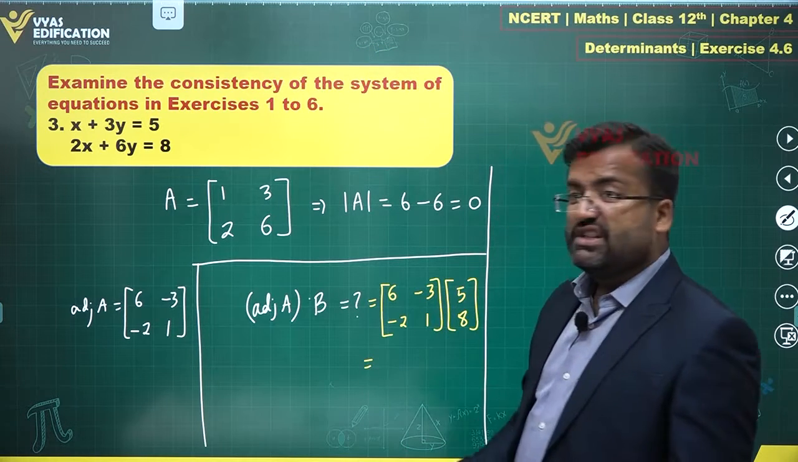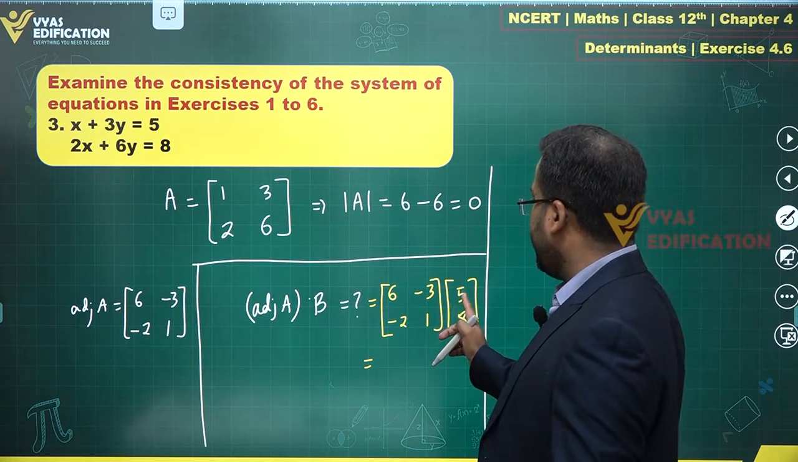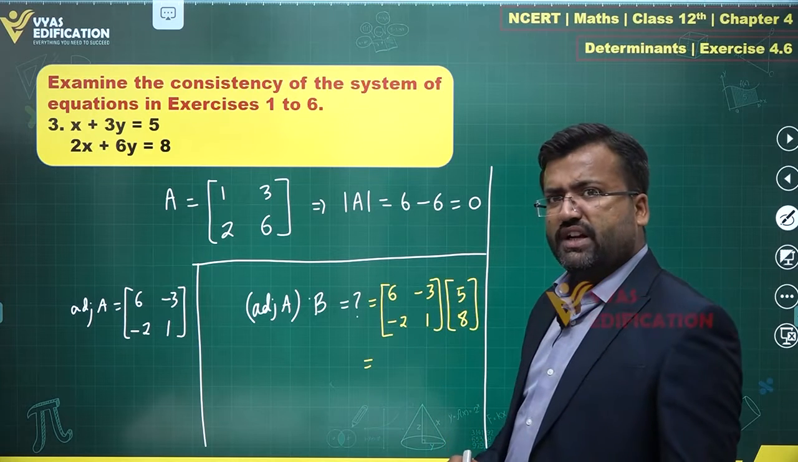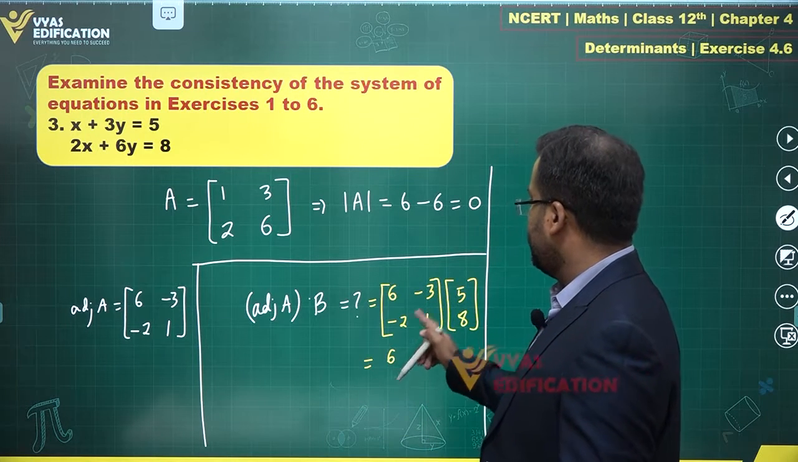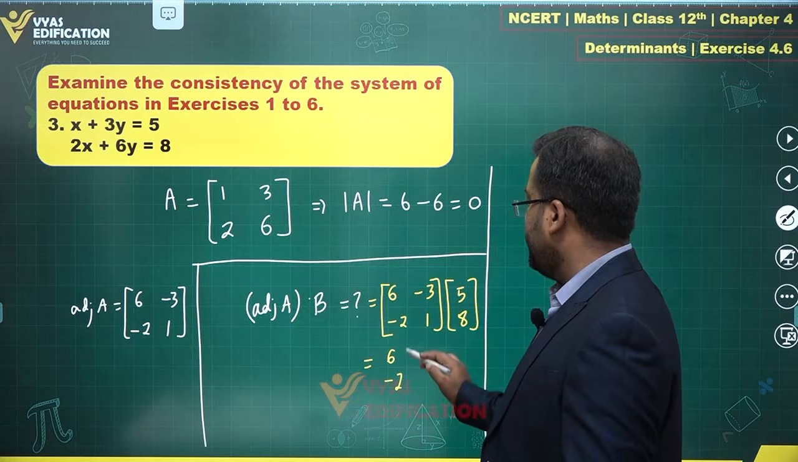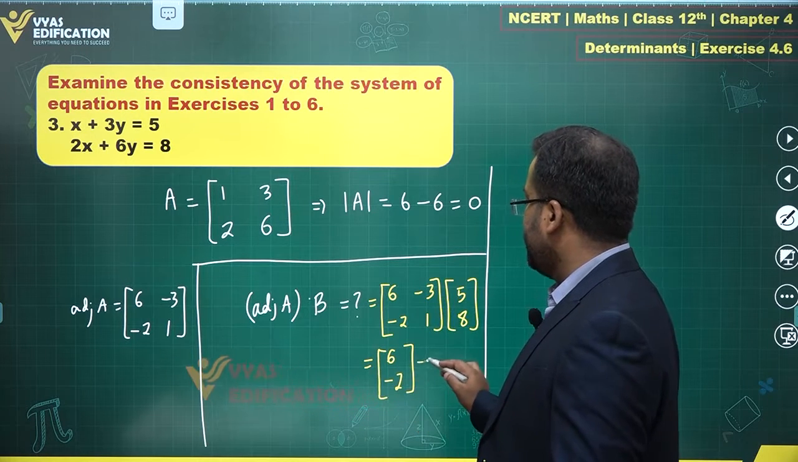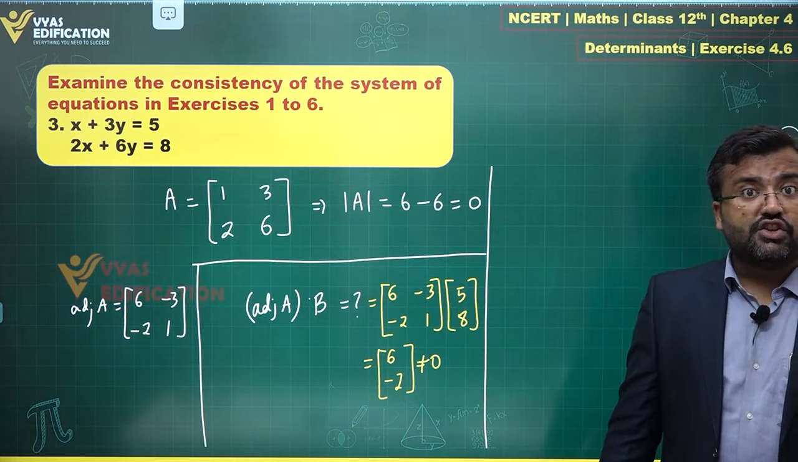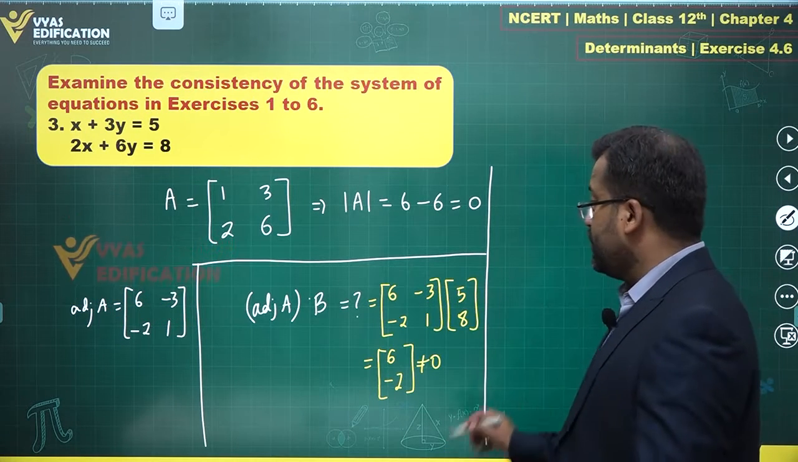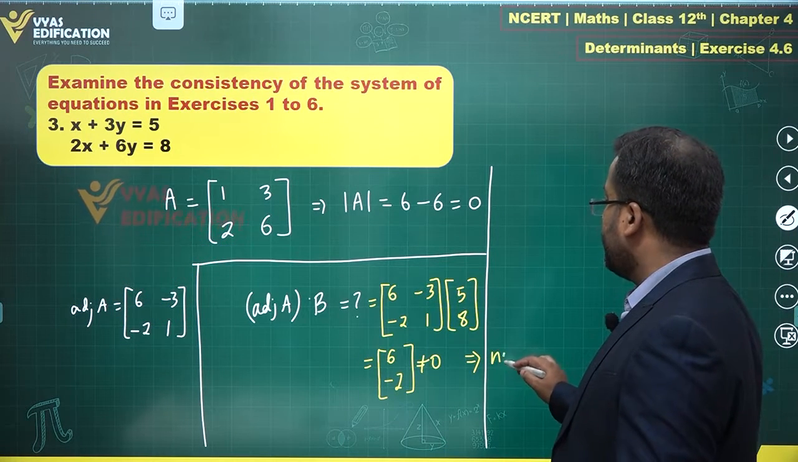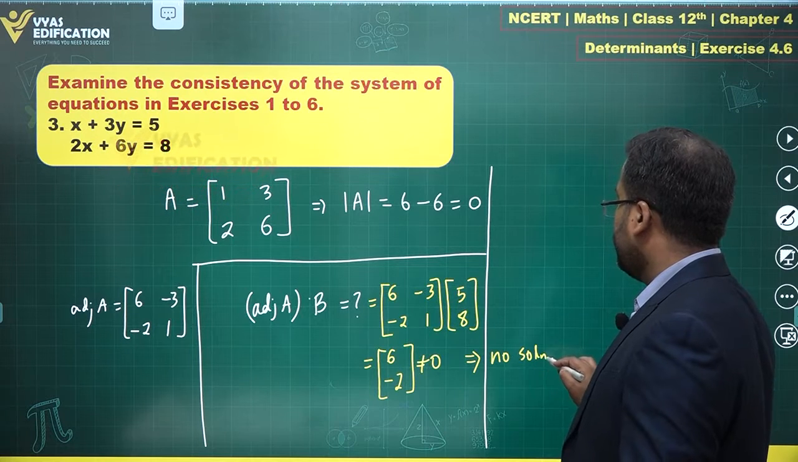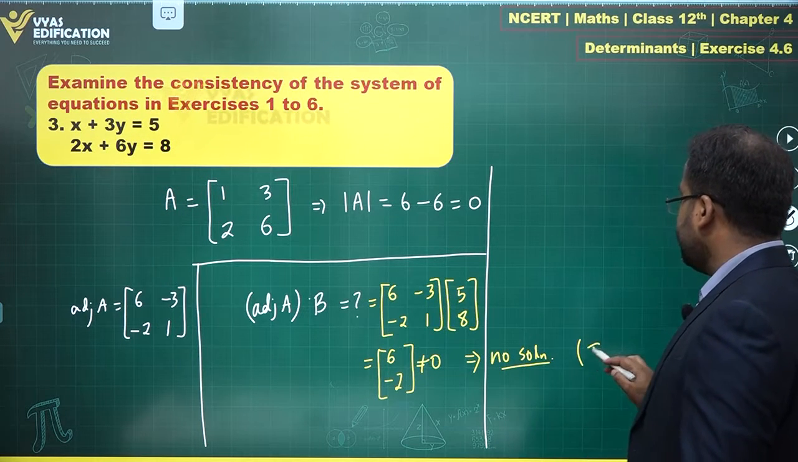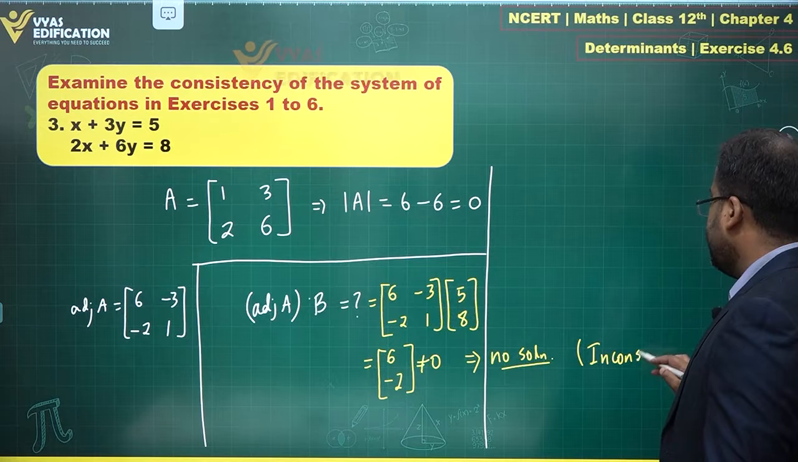And what is this equal to? 6 times 5 is 30 minus 24. 30 minus 24 is 6. Minus 10 plus 8 is minus 2. And you can observe that this is non-zero. Adjoint of A times B is non-zero. If this is non-zero, then we can directly say the system of equations will have no solution, and yes, the system is inconsistent.